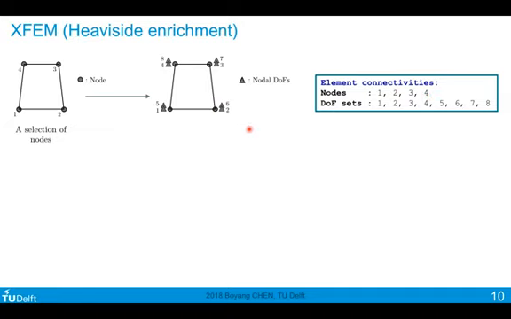Each node is allocated with certain sets of degrees of freedom. In a standard finite element method, you will have one set of degrees of freedom for each node. So this set would contain, in the two-dimensional case, the displacements along x and y directions. In the X-FEM with a certain enrichment function called the Heaviside enrichment function, we double the degrees of freedom on each node. So now each node has two sets of degrees of freedom.